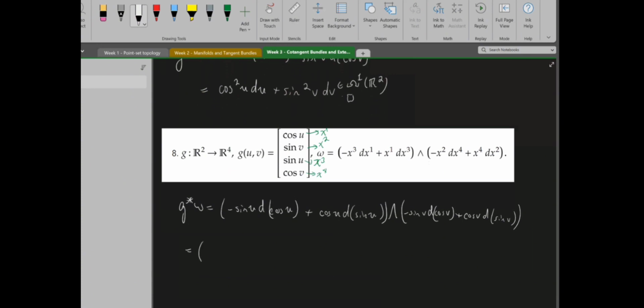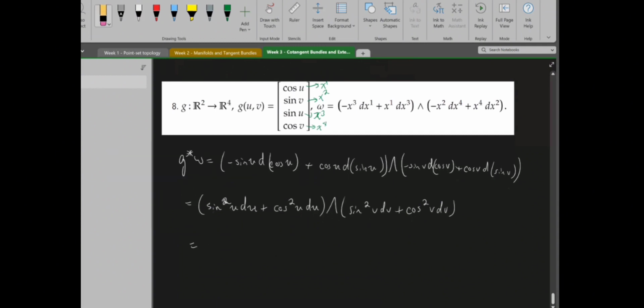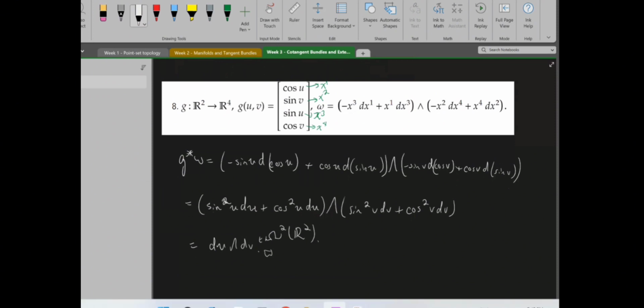Now this is sine squared u du plus cosine squared u du, wedge sine squared v dv plus cosine squared v dv. Namely, we can factor out the du on the left side, and you end up getting 1, just du wedge dv, and you're done. And this is a 2-form on R2. Okay, so that's it for the pullbacks.